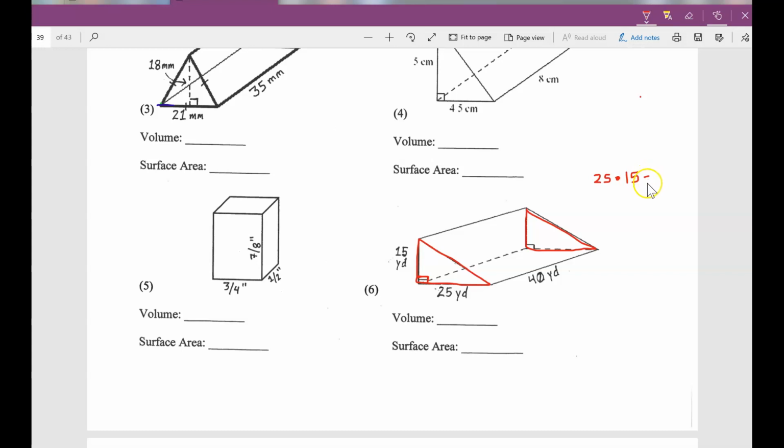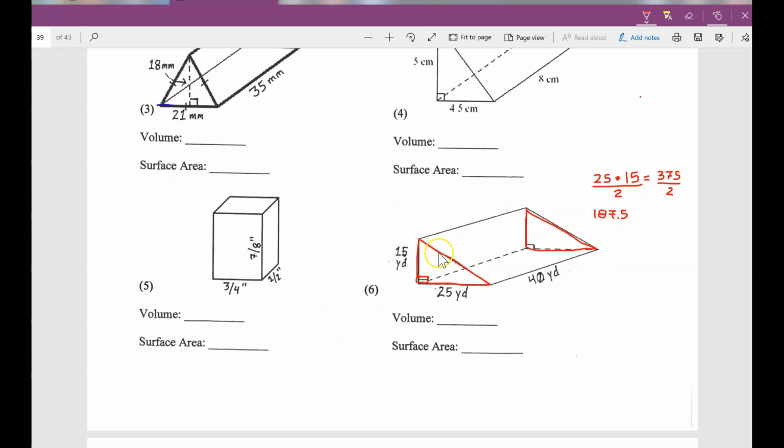What does that give us? 25 times 15 is 375. But wait, this is a triangle. Triangles have to include an extra step, which is to divide by 2. So what is 375 divided by 2? You're going to get 187.5.